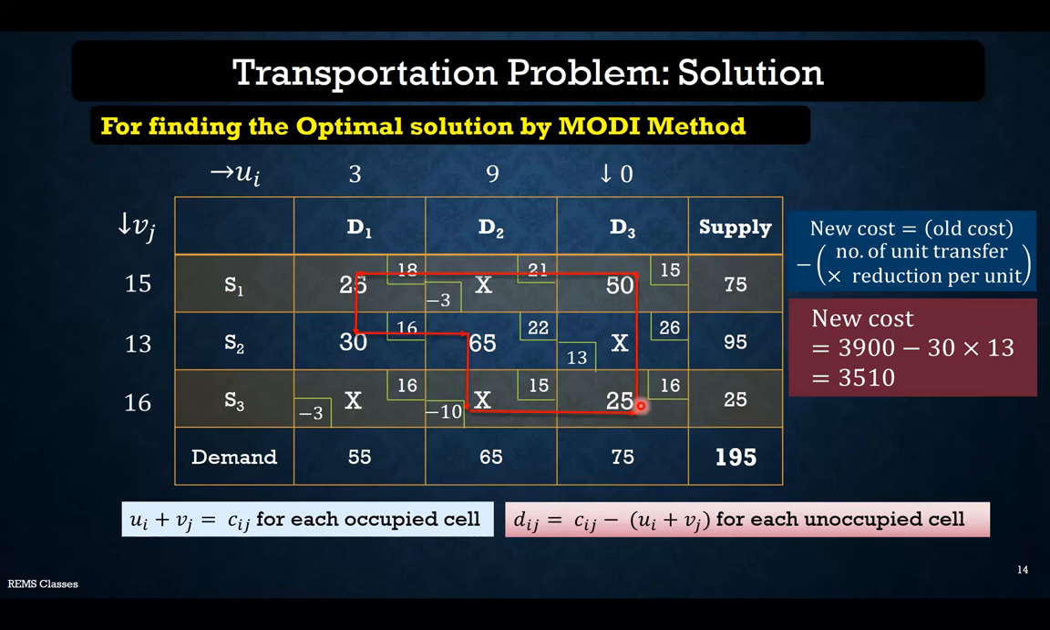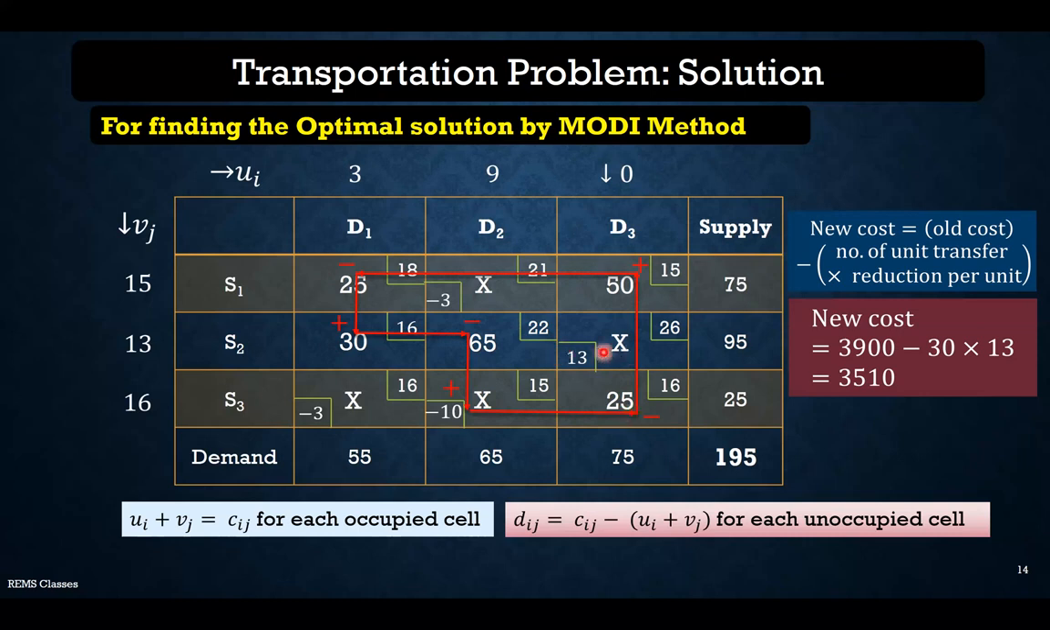Again, we are going to assign positive and negative signs to each corner. We will start with positive, negative, positive, negative, again positive, again negative. The lowest negative is the 25 units over here. Here also 25 units. So we will go for shifting the 25 units from this cell to another cell.